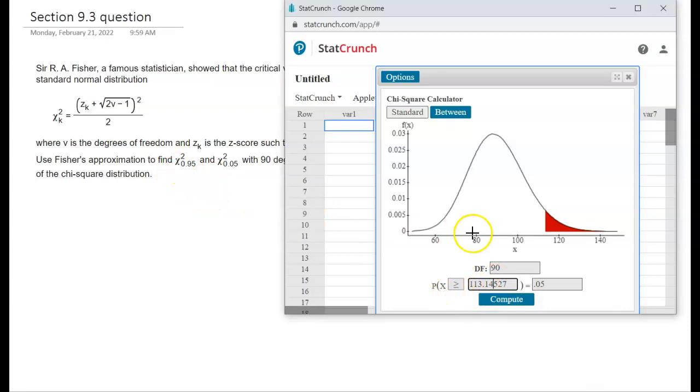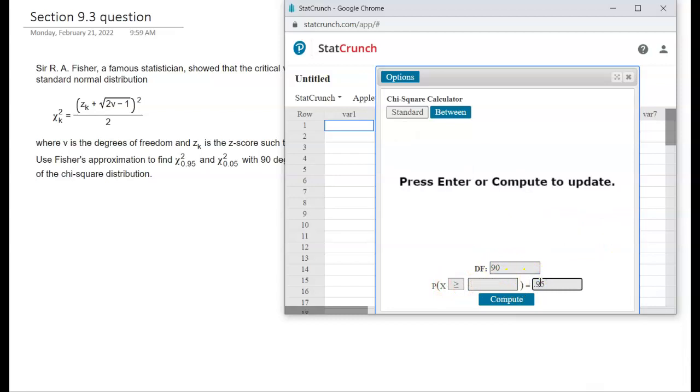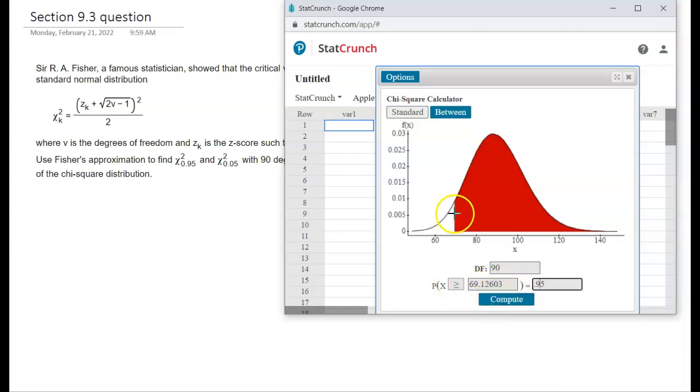And then 0.95, well, that's 95% of the curve above it. So we can say 95 like that. And so here 95% is above it, and that's 69 point and then however many decimal places.